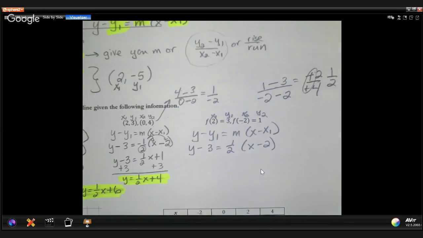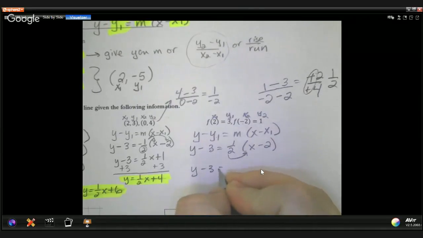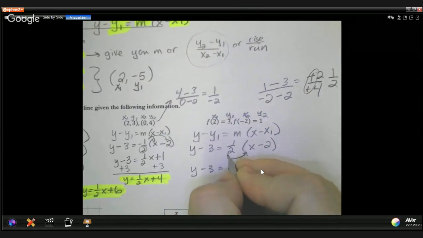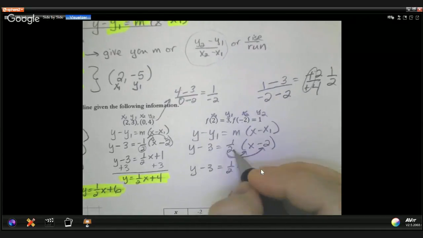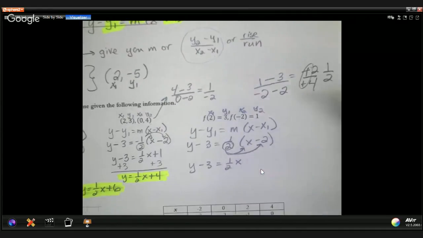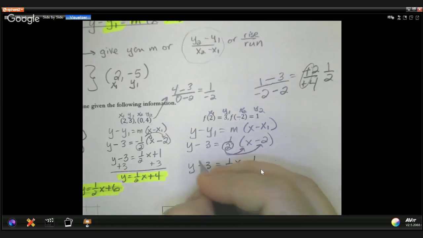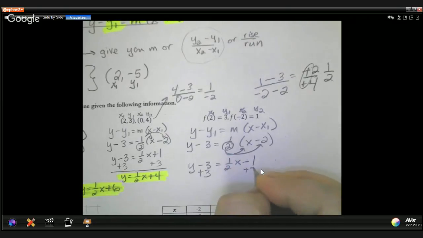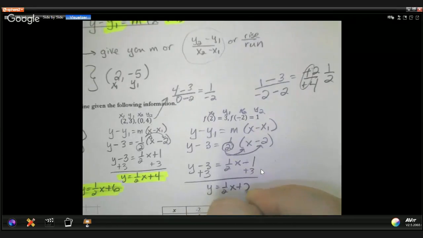So now what I'm going to do is distribute, and I get y minus 3 equals 1/2 x. 1 times 2 is 2. Divide by 2 is 1. And since it was a minus and there's only one negative, it's negative 1. And now I have to add 3 to both sides. And so I get 1/2 x plus 2.